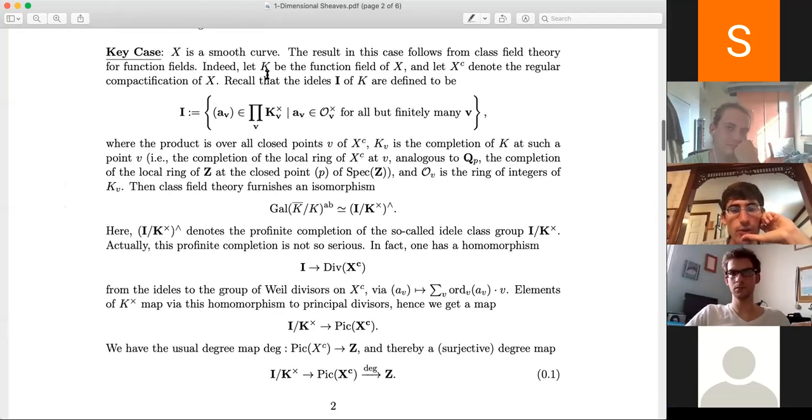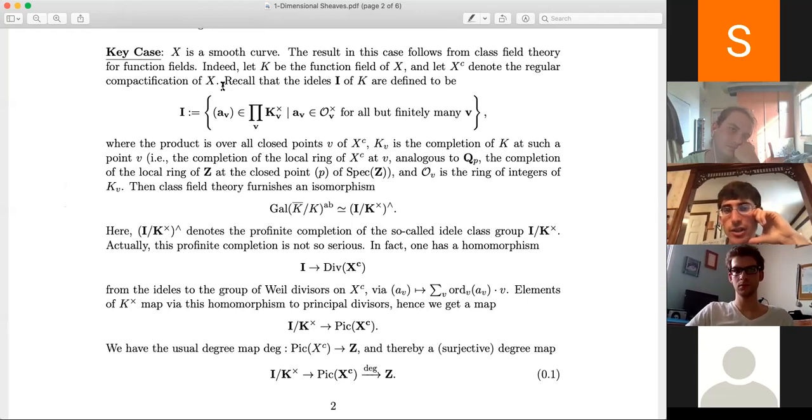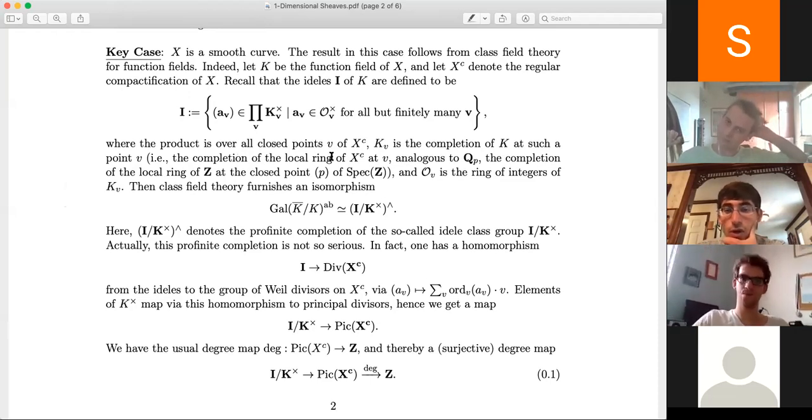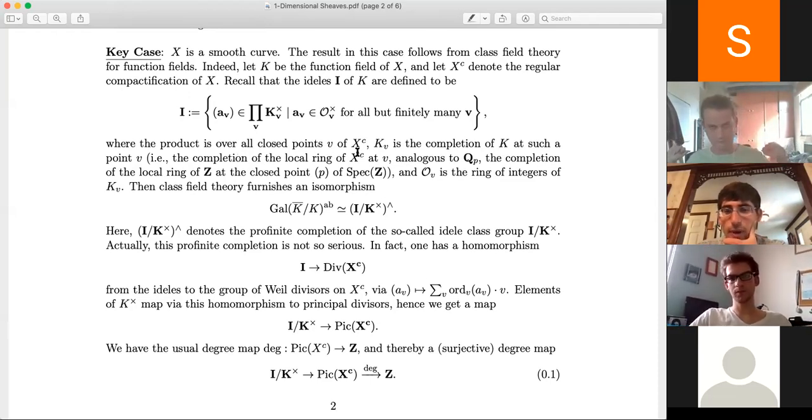So what you do is you let K be the function field of your smooth curve X, and X C the regular compactification of X. And so we recall the ideles of K. The ideles are defined to be the set of elements of this infinite product of multiplicative groups that are almost everywhere units. The product here is over all closed points v of this compact curve X C, this proper curve.